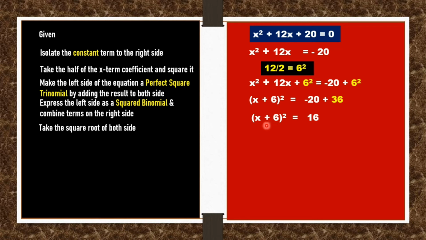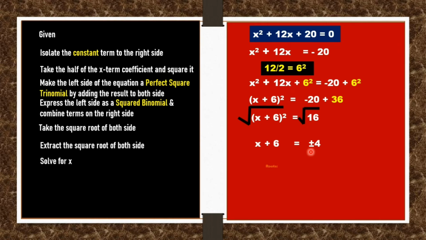Then, take the square root of both sides. Then, by extracting the root, by square root property, this cancels. At ang remaining na lang ay x plus 6. And square root of 16 is plus and minus 4.